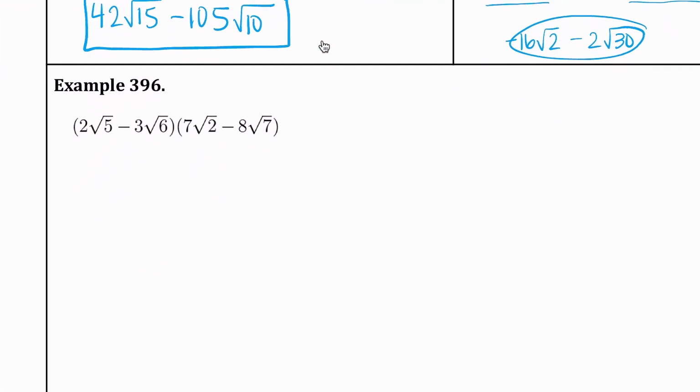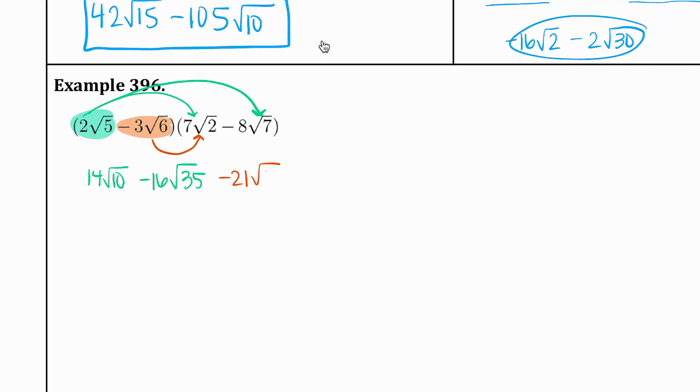All right, and then our next example, example 396. Same process. Going to take our first term and distribute it to everything in our second one. We multiply our first two terms. We get 14 square root 10. This times this gives us minus 16 square root 35. Now we're going to take this term and distribute it. This times this is minus 21 square root 12. This times this is plus 24 square root 42.